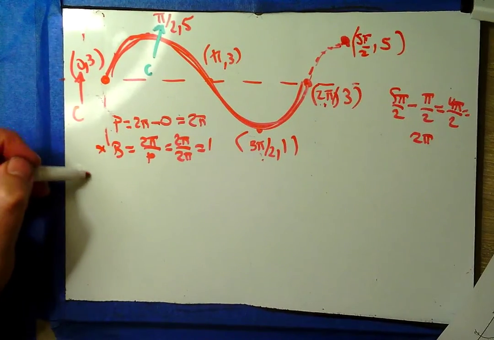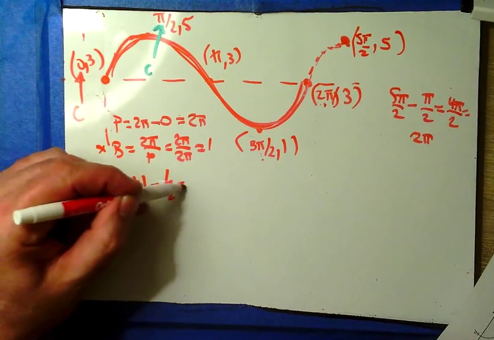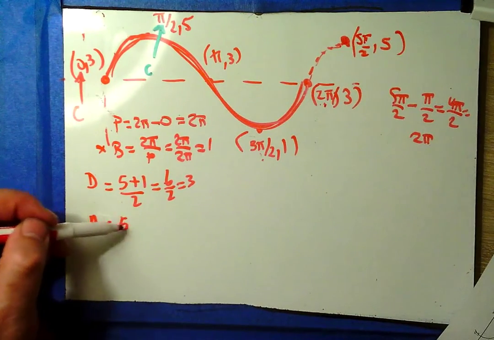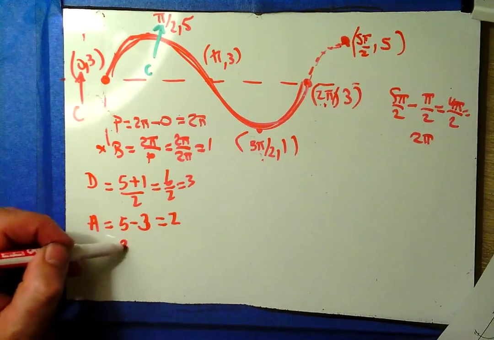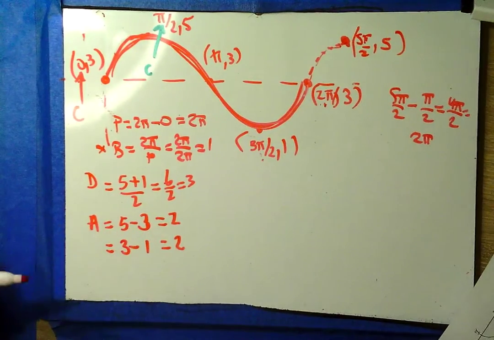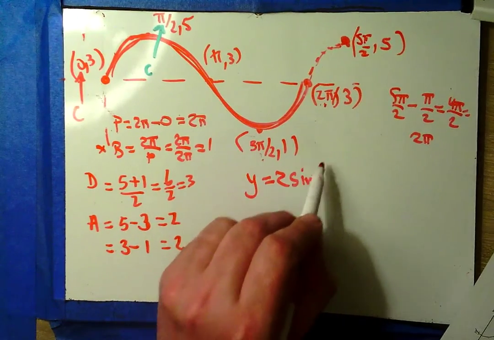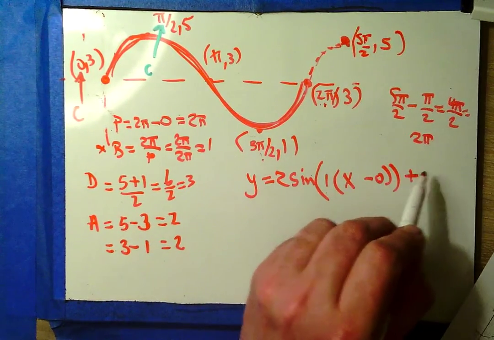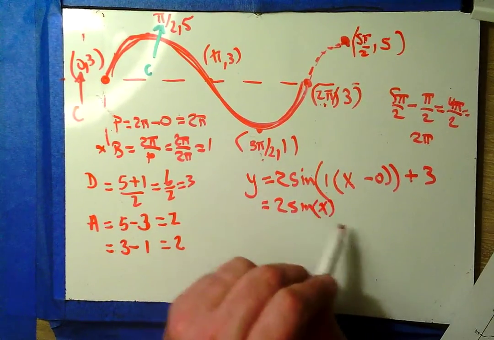Okay, what else do we need? We need d. D is the average between the high and the low y values. And a is going to be that high y minus d, for 2. I guess we could also say d minus the low y, for 2. So we've got our values for a, b, c, and d, and we can write y equals 2 sine 1 times x minus 0 plus 3, which I guess we could tidy up to be 2 sine x plus 3.